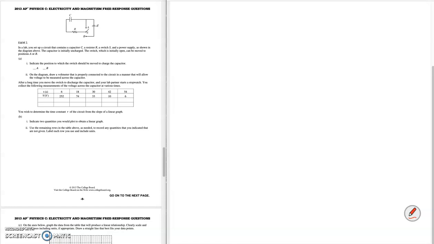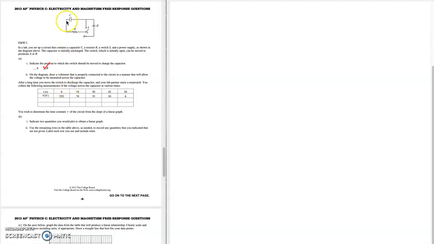Let's take a look at 2013 E&M number 2. This is a circuit with a switch, a resistor, and a capacitor, and then a battery that we can either connect to the resistor and capacitor or disconnect. They want us to start out by considering, if we're going to charge the capacitor, where do we move the switch? What we want is to make a complete path that we can trace unbroken through the capacitor and back around to the battery, which means that we need to move the switch to position B.